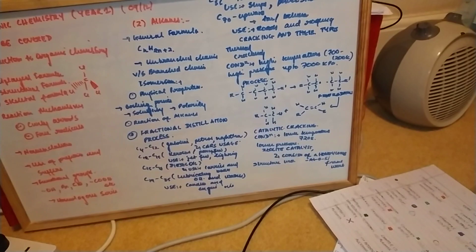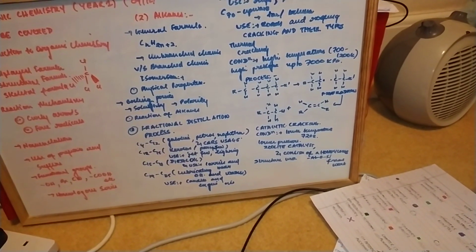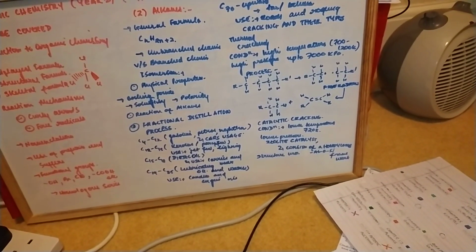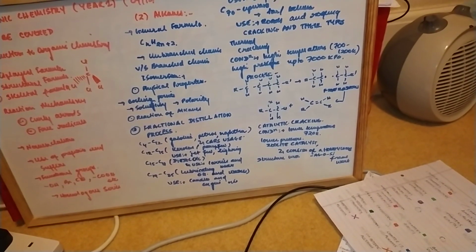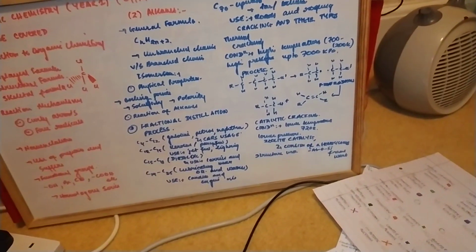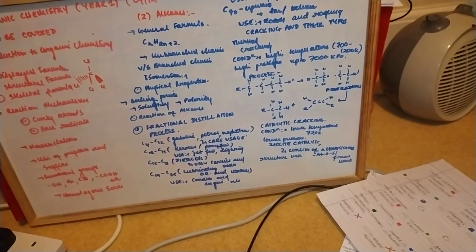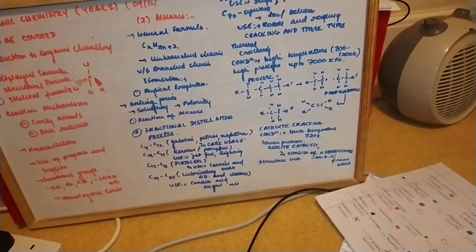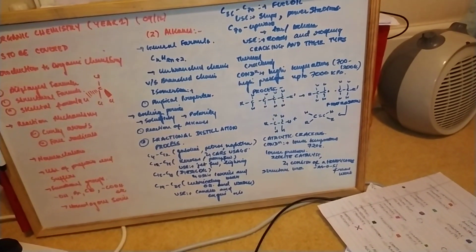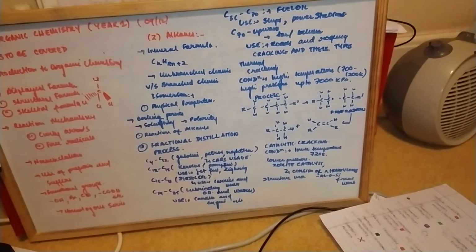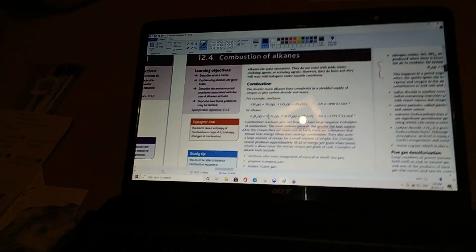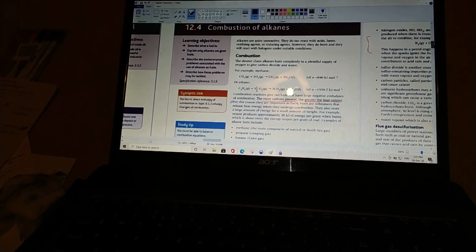Basically, a zeolite catalyst has a honeycomb structure, a honeycomb shape which increases the surface area, and it has an aluminium, oxygen, silicon framework respectively. Moving on to the combustion processes.